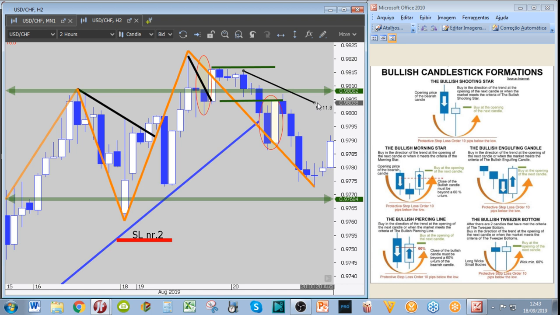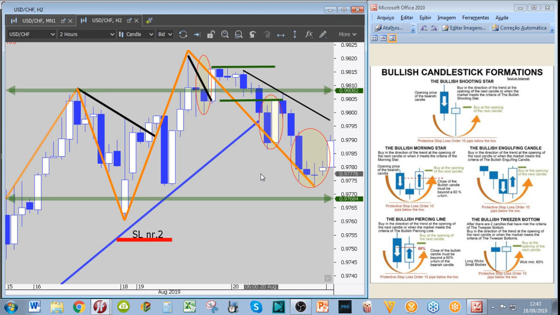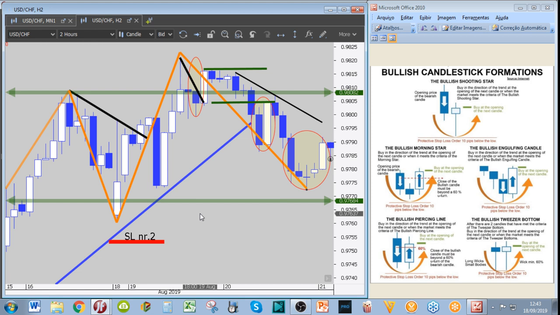Now we have another beautiful bullish candlestick formation. What is this one? I'm going to move one further for you to see. Hopefully, okay, there you go. What kind of candlestick formation is this? Is this a bullish candlestick formation? Is this a bearish? But this is a beautiful one. It's like from the picture. It's a textbook bullish candlestick formation.